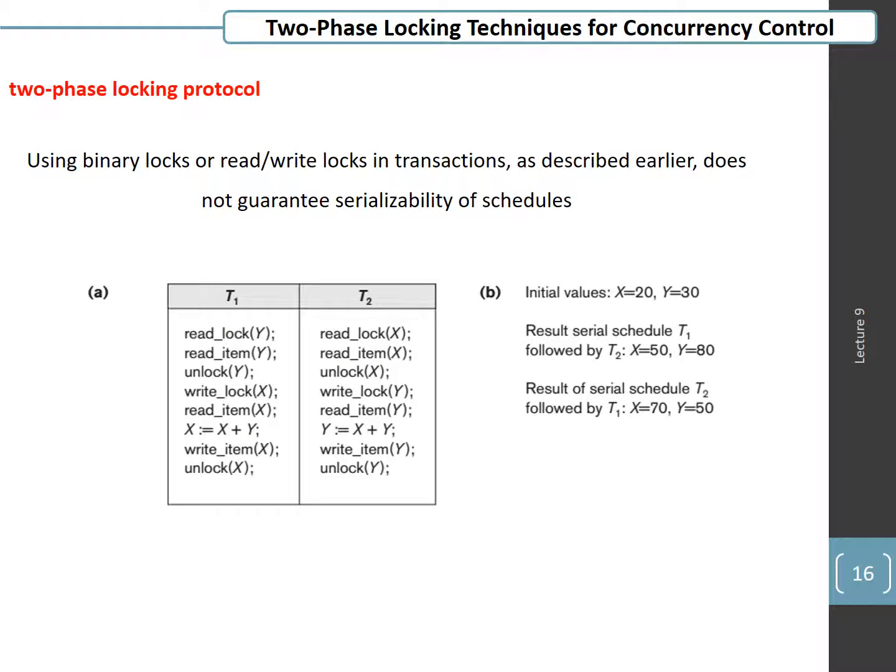As we said before, using binary locks and read-write locks in transactions prevents conflicts between them, but it does not guarantee serializability of the schedule. This example proves that: by applying these values in the first transaction, then the second transaction, we get a result. But when we apply these values in the second transaction, then the first transaction, we get different values, which means it's not serializable.